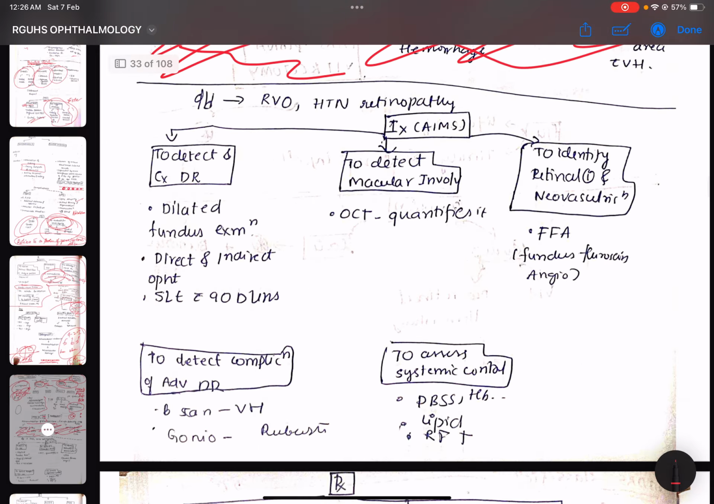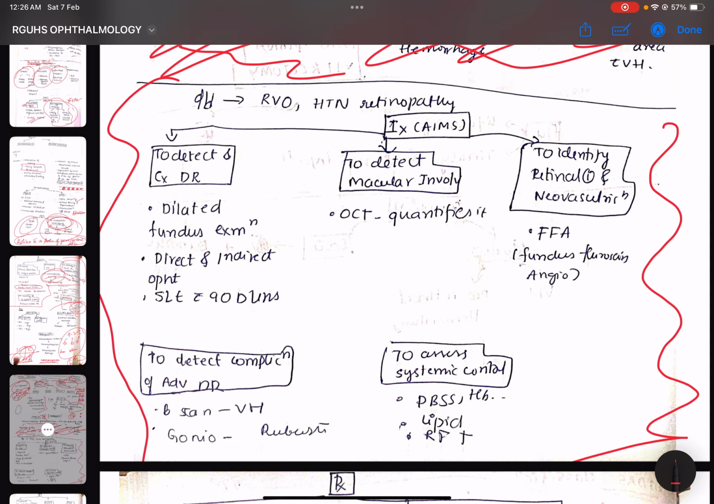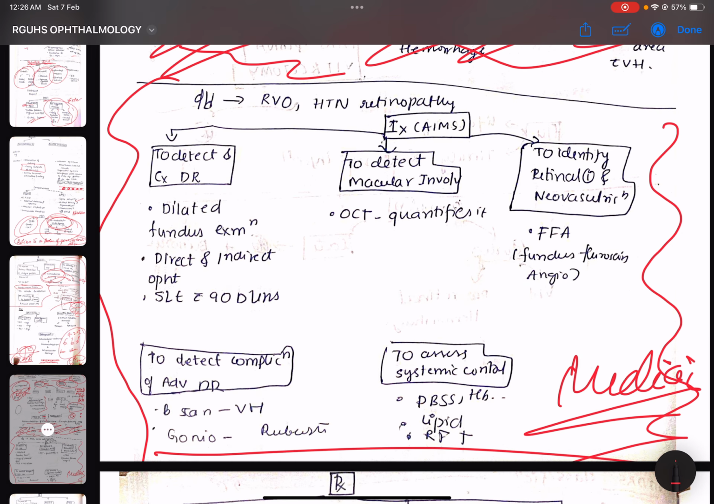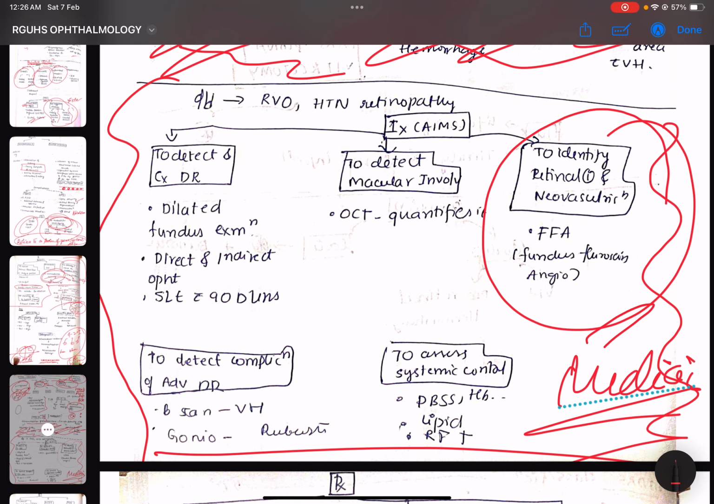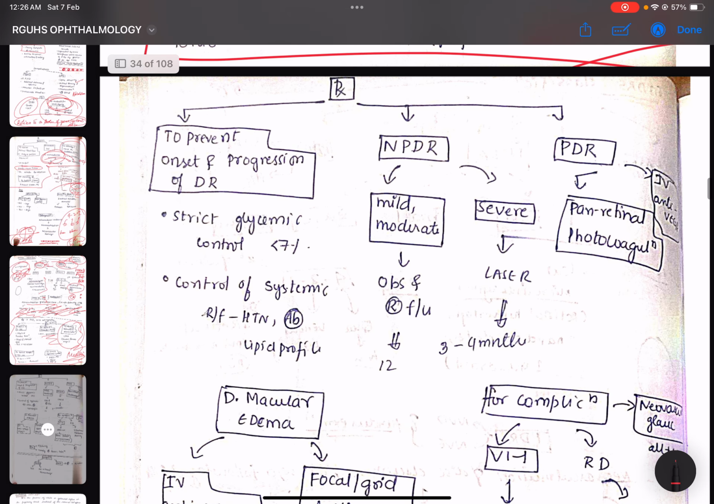Again, these are the investigations. Here you just need to know, everything is medicine based. You are just seeing and saying yes, there is neovascularization or there is no neovascularization. FFA is something which you need to know extra. For the macular part, obviously you do OCT. Then again, these are the treatment protocols.